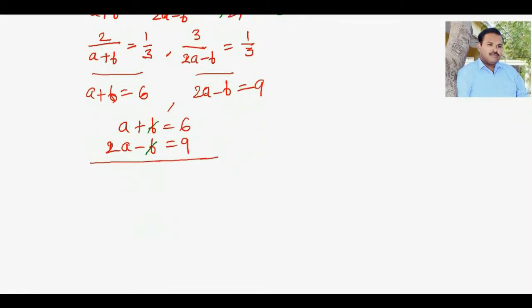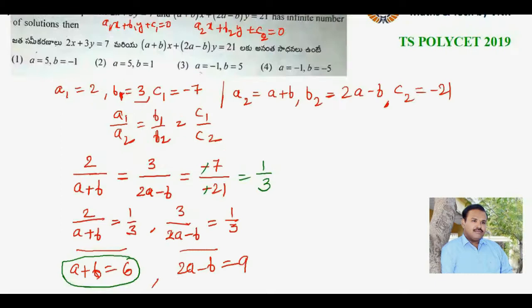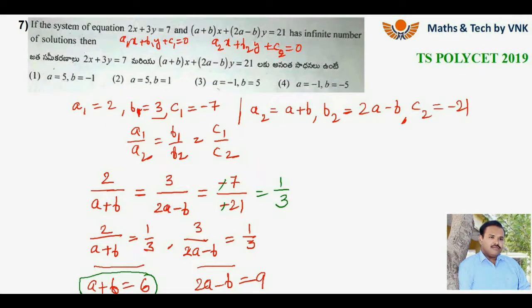So this becomes a plus 2a is equal to 3a, which is equal to 6 plus 9 is equal to 15. So this gives a is equal to 15 by 3. So a is equal to 5. Now substituting a is equal to 5 in a plus b is equal to 6, so a is 5 plus b is equal to 6, so nothing but b is equal to 6 minus 5, that is 1. So a is equal to 5, b is equal to 1, so the correct option is 2.